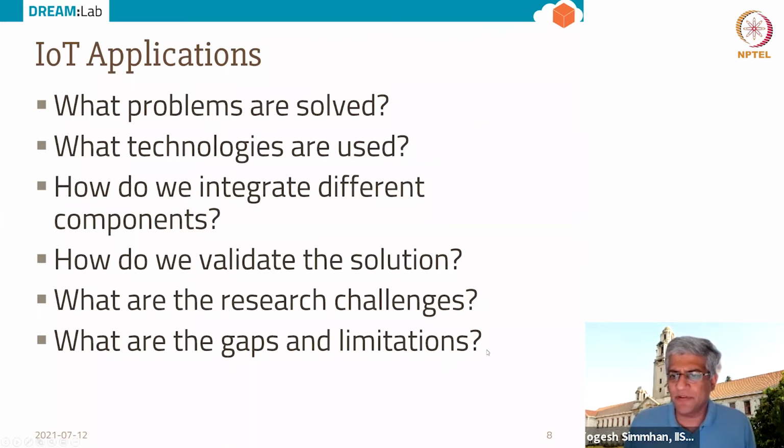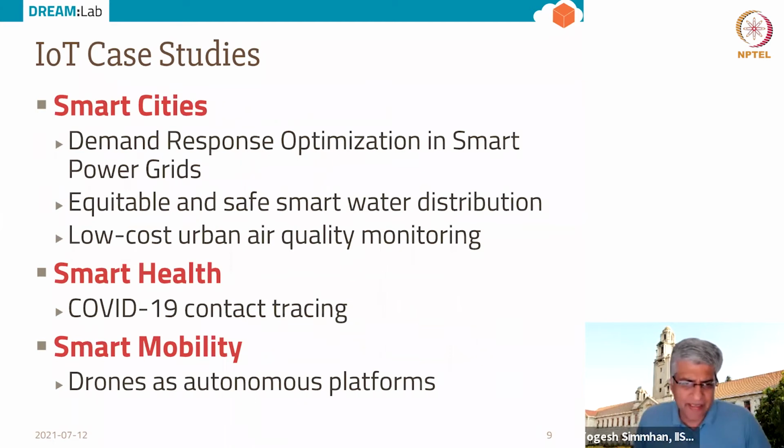So we'll try to get a flavor of all of these in the different applications that we go through. And specifically, the application themes that we'll talk about, the bulk of it is going to be around smart city based applications. There I'll walk you through case studies on smart power grids, doing demand response optimization, smart water distribution networks with equitable and safe distribution, as well as low cost urban air quality monitoring. And these are all projects that I've been involved in over the last decade or so.